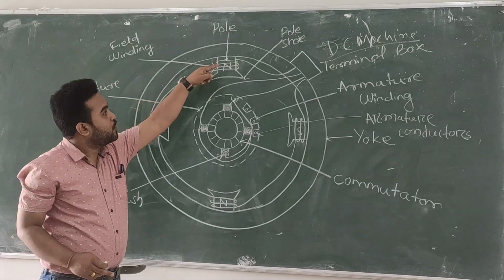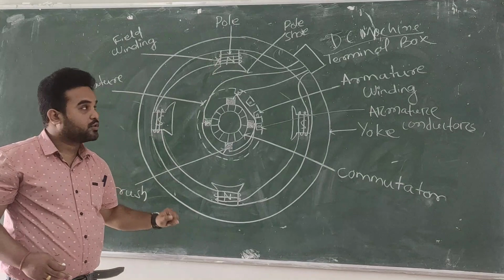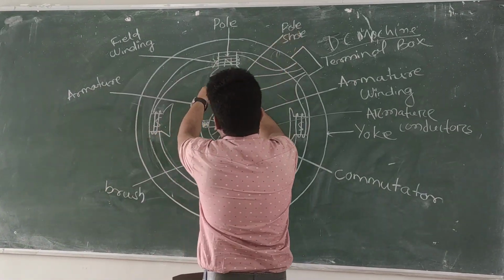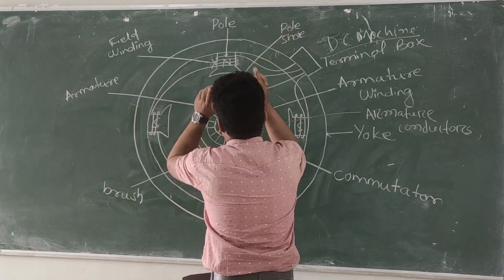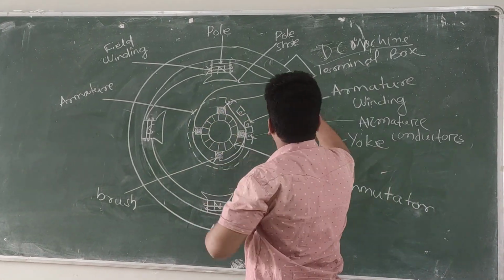And these are the poles. North pole, south pole. These are the poles. And this is your pole shoe. Okay? So this is the clear diagram of your DC machine.